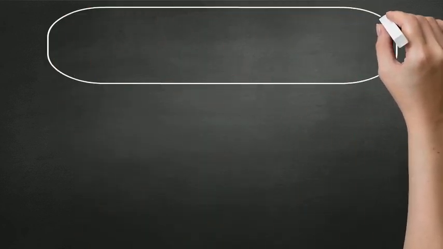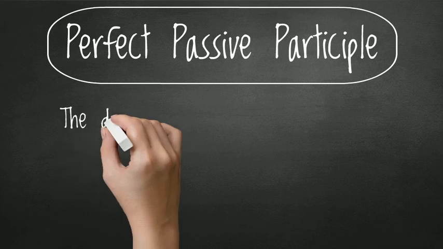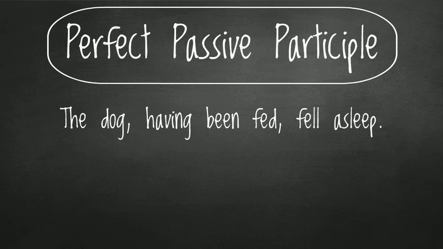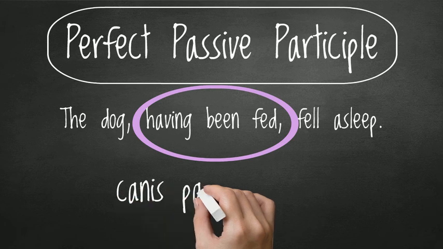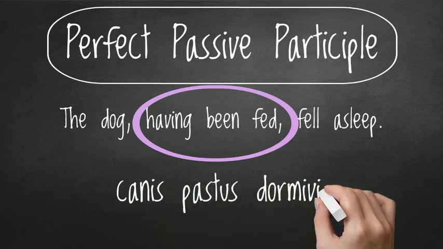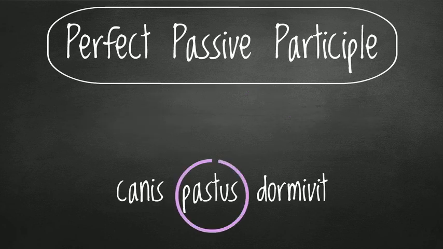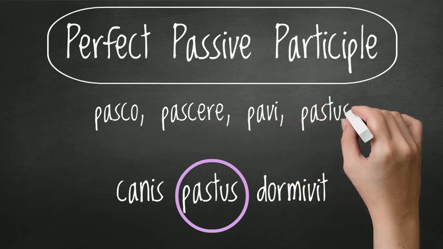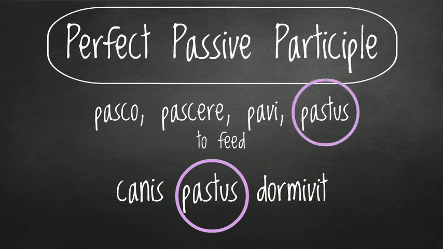Now, let's look at the perfect passive participle. This was in the sentence, the dog, having been fed, fell asleep. Having been fed is the participle. Let's look at the same sentence in Latin. Canis pastus dormivit. Pastus is the participle. Pastus comes from the verb pascere. Pascere means to feed. And notice that pastus is the fourth principal part.